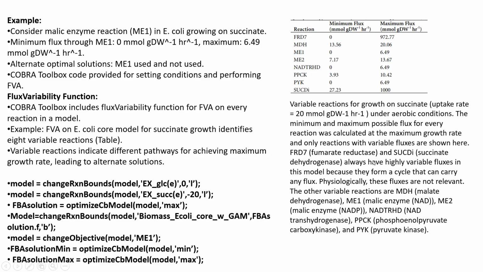These are different enzymes. They have FRD7 and SUCDi. They always have highly variable fluxes in this model because they form a cycle that can carry any flux. Physiologically, these fluxes are not relevant. The other variable reactions are MDH, ME1, which is of importance to us, ME2, NAD transhydrogenase, PPCK, and PYK. PYK is the alternate path that your model has suggested.